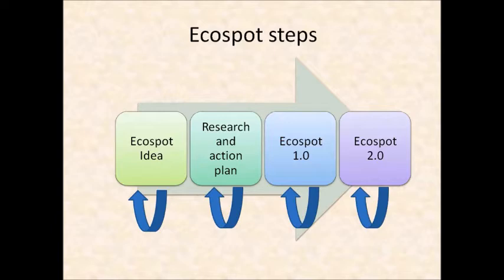Then we have the Ecospot 1.0, which is essentially a draft. It's a preliminary version that we can look at, and that you will then be able to improve into the Ecospot 2.0, and that's the final version that you would share with your audience. And for each one of those steps, there's feedback, represented here by these arrows, that comes from your peers, from the student leaders, and from me, essentially trying to help you improve your Ecospot and make it better suited for the requirements of this course, but also overall a better product for your audience.